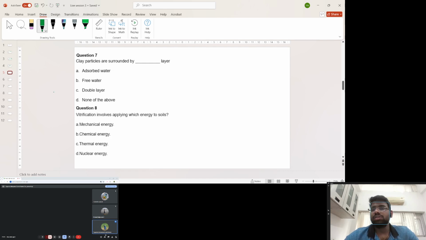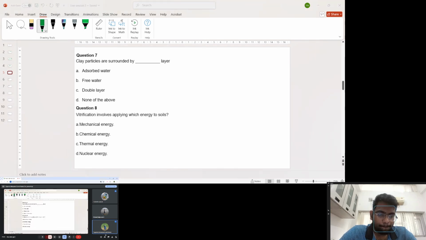All right. Coming to the next question, clay particles are surrounded by dash layer. A, adsorbed or absorbed water, B, free water, C, double layer, option D, none of them. You are saying adsorbed water, sir? Absorbed water also, double layer also, but more close is absorbed water.